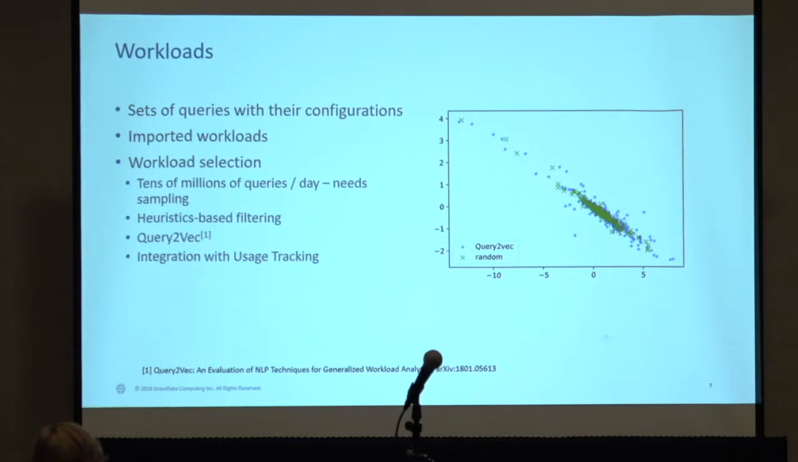The developer can specify a whole set of filtering criteria to narrow down the set of workloads that she wants to run. After that, we do heuristics-based filtering, such as query deduplication. Then we use a query-to-vec based model to do further workload selection. Query-to-vec is a model that maps a query to a high-dimensional array, and by clustering queries in this vector space, we pick representative queries in each cluster so that we can achieve maximum coverage of the space. It's also integrated with usage tracking, which will be used for feature development.